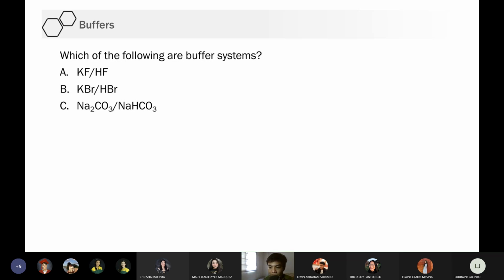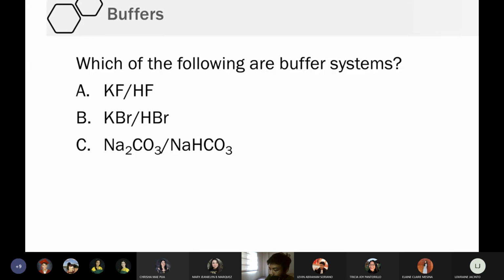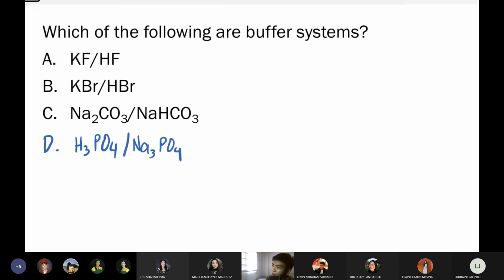Again, ano yung relationship ng buffer systems? You have the acid and the conjugate base in the form of salt, no? Usually, yung H napapalitan ng metals lang. K or Na, no? So, ganun. So, tignan natin. Maglalagay pa akong isang item. Letter D. Okay, so yan. So, let's try letter A muna. Is letter A buffer system?